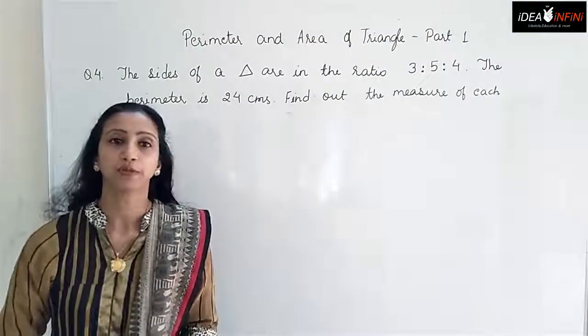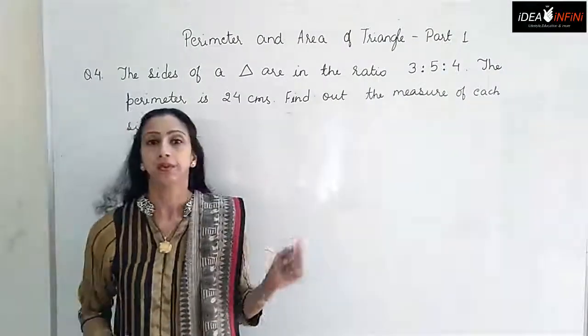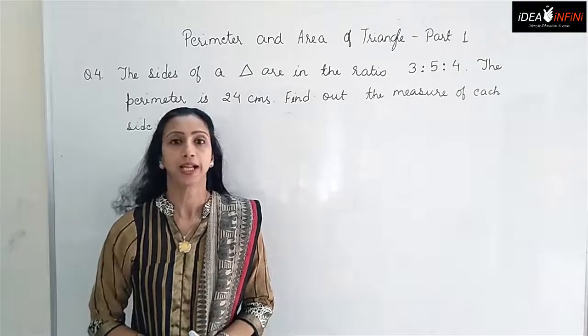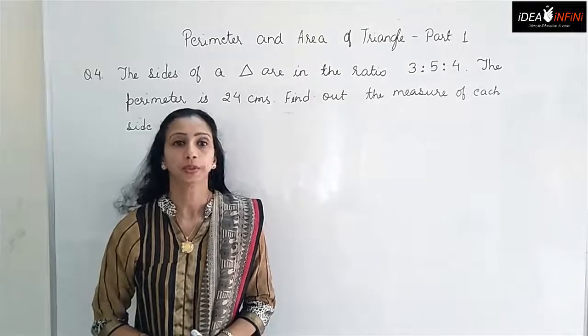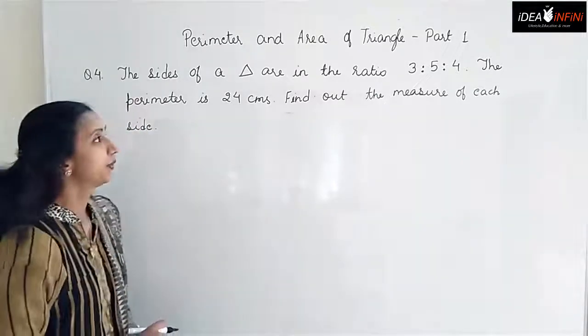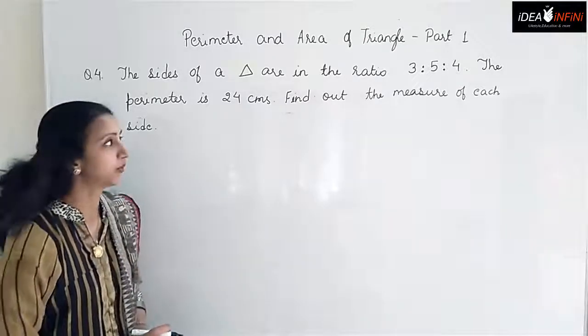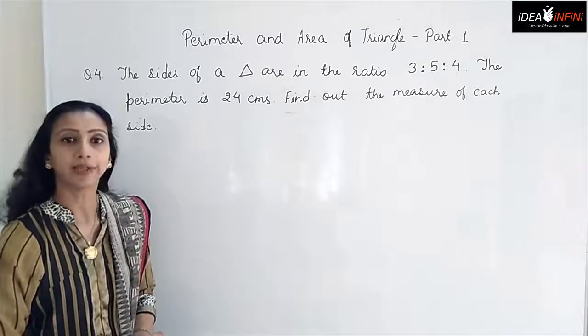Here we have a different kind of problem where the sides are given in a ratio 3:5:4 and the perimeter has been given. We have to find out all three sides. The sides of a triangle are in the ratio of 3:5:4. The perimeter is 24 centimeters. Find out the measure of each side.